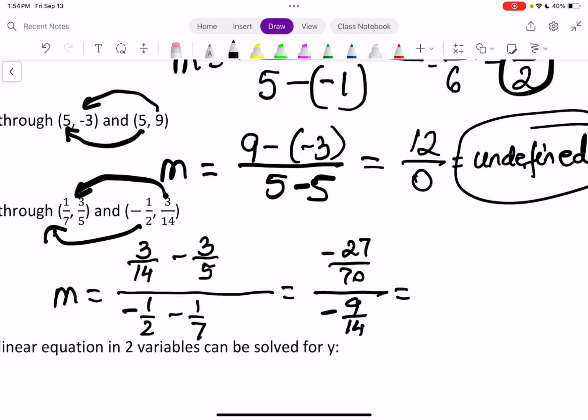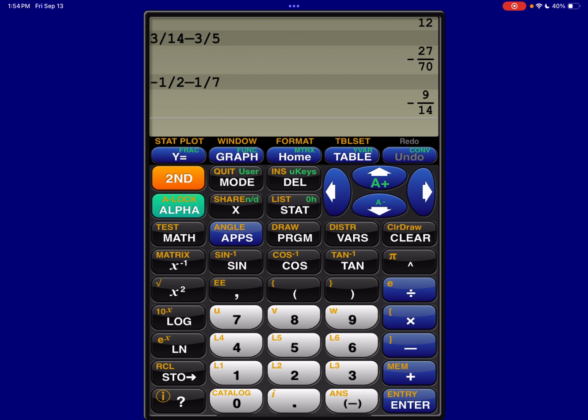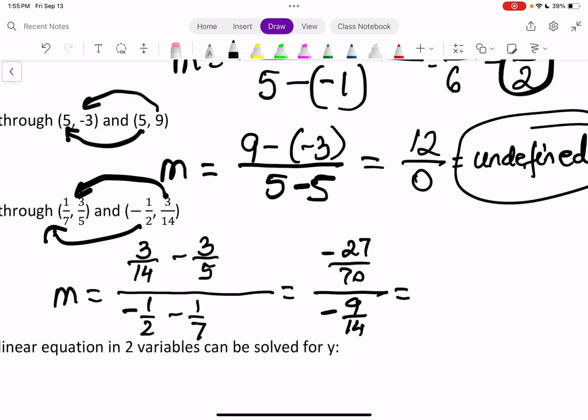Okay, so now let's let your calculator do this operation. So what is negative 27 over 70 divided by, I'll put this one in parentheses, and maybe I should have done the same thing here. You can do insert. So insert here is above delete. So we want to insert minus. So I want negative 27 over 70 divided by a negative 9 over 14.